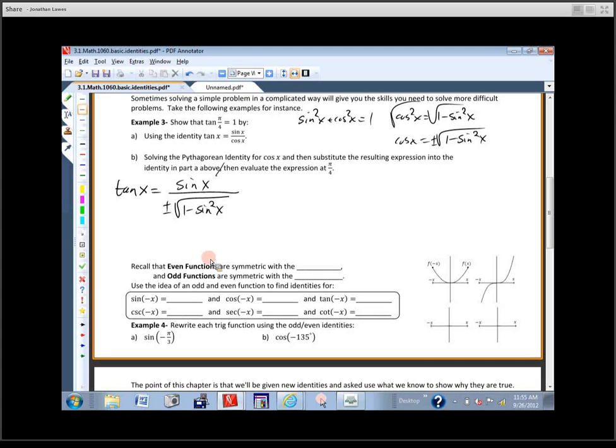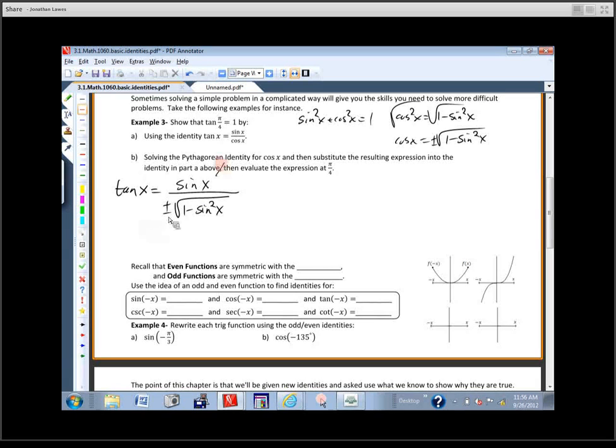Okay, follow along. If this is a true identity, and that's a true identity, then that's true and that's true, which means when I make this substitution in here, this should be a true identity. It should work, right? Any questions there?